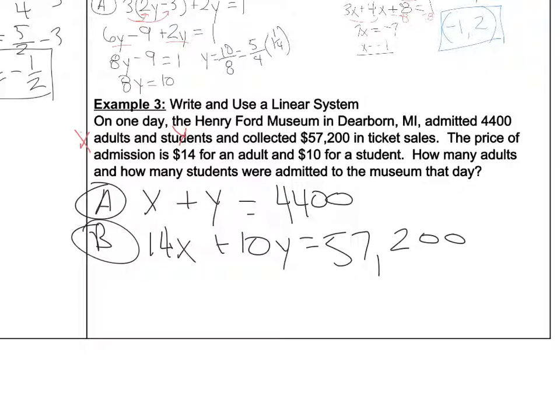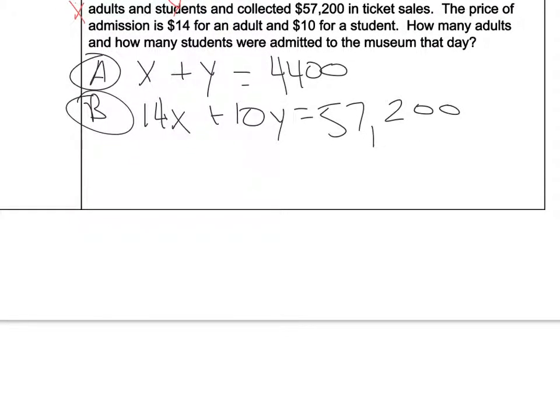So, here's what we're going to do. I'm going to take equation A, and I'm just going to subtract the y. So I'm going to have 1x equal to negative 1y plus 4,400. Now I've got a value for x, that's this right here. I'm going to plug it in right here. So we go back to our B equation now.